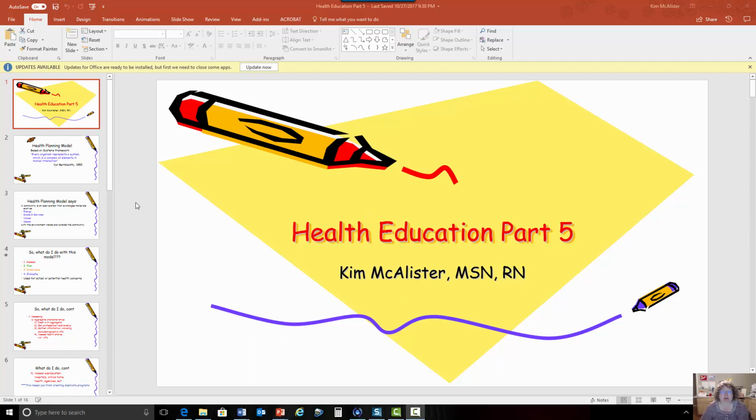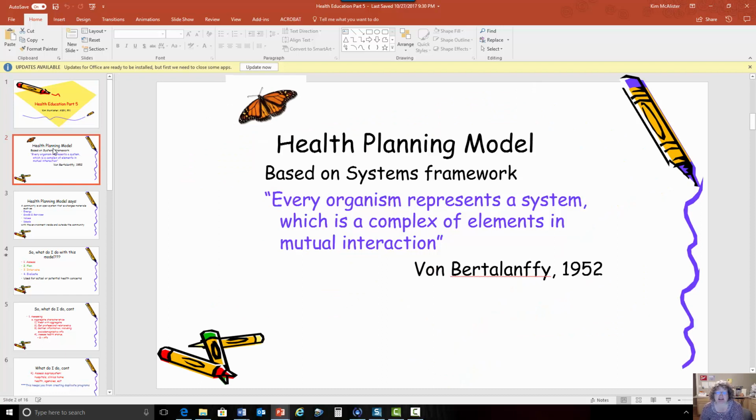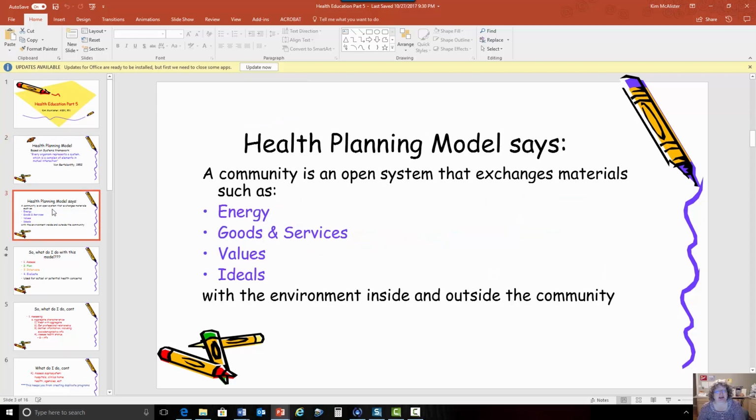We're going to be talking about a couple of models that we use to help design health education. And the main one that we're going to go over in depth is the health planning model. This is based on a systems framework. With this, we say every organization, every organism, every being, every person represents a system. And the system has complex elements and mutual interaction. So we are all part of a system that has many parts in it. And this is what we're going to look at addressing in the health planning model.